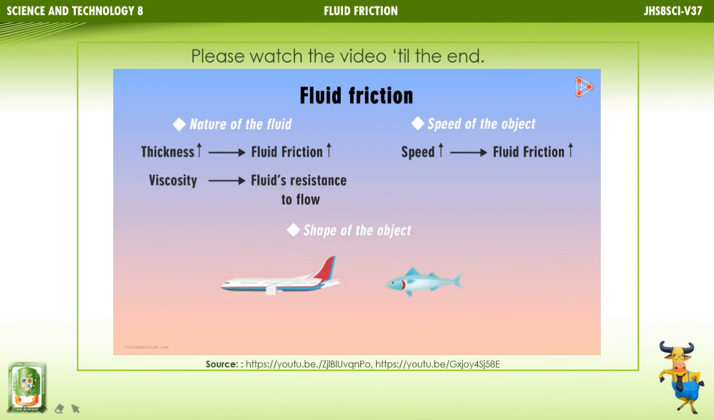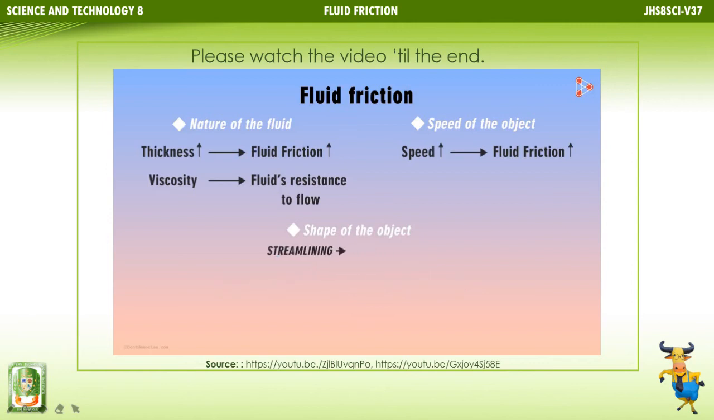How have the fish evolved to be shaped like this? Why are the ships designed to be given this shape? There's a reason for all this. They're given a streamlined shape to minimize the fluid friction. The shape of the aeroplane, if you notice, is like that of a bird. This process of giving an object a particular shape to decrease the fluid friction is known as streamlining.